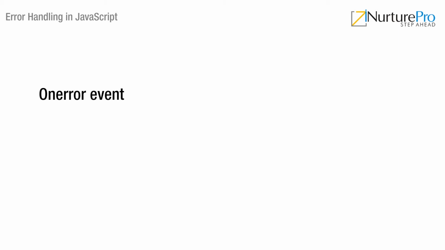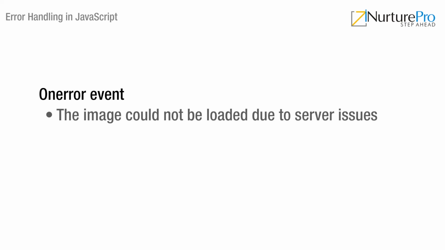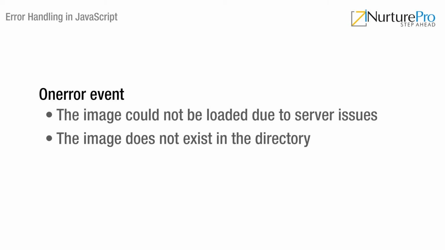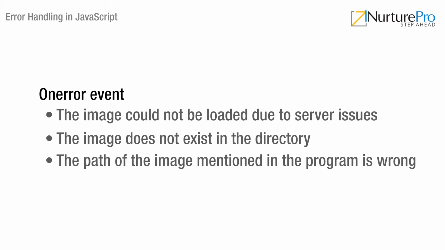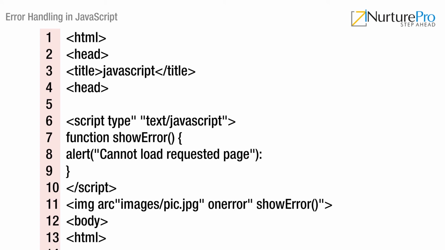Now, we will see another type of error handler, which is onerror event. This event handler calls the function when there is an error in the following cases. If an image could not be loaded due to server issues, if an image does not exist in the directory, or the path of the image mentioned in the program is wrong. See the code on the screen which contains a wrong image path, that is image/pic.jpg. In order to handle this error, we have included the function showError.